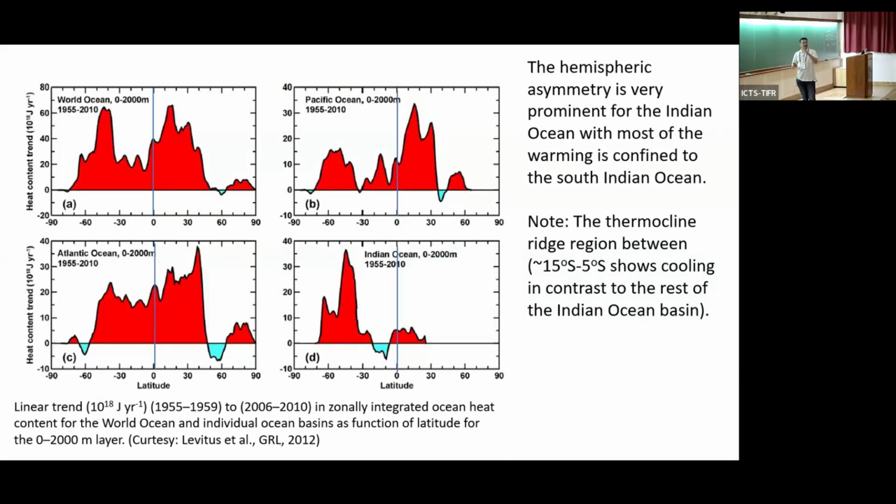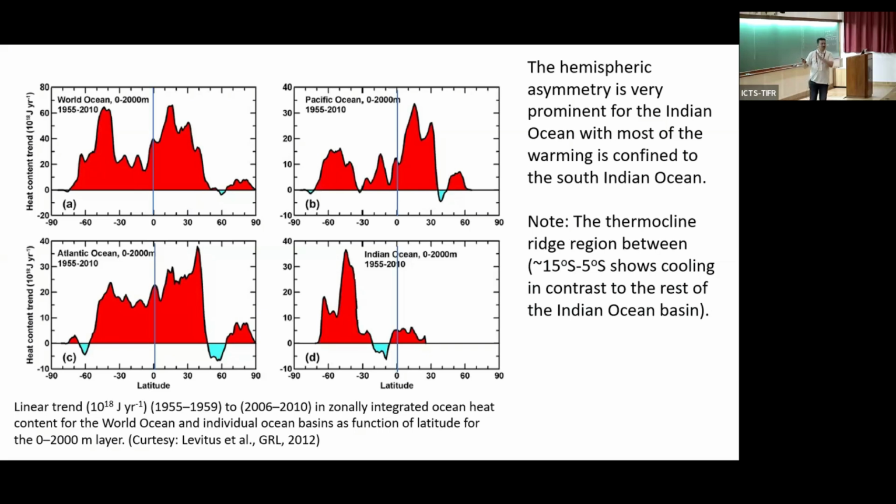Before 2010, this is a picture from Levitus et al. 2012, where the trend of the heat content is plotted for the upper 2000 meters. This is for the global ocean, and this is latitude. What you see here in the tropics, if we talk about only the tropics, it is -30 to +30, is that both hemispheres got a fair share of heat. So it is kind of symmetric globally.